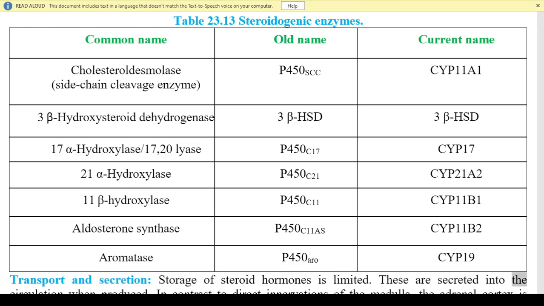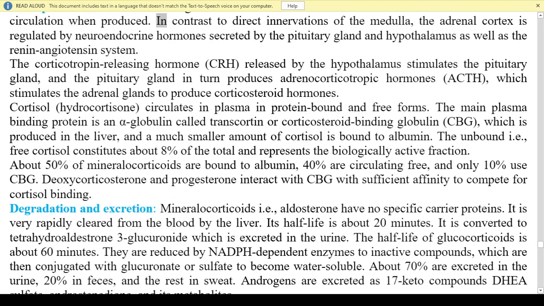Transport and secretion: storage of steroid hormones is limited. These are secreted into the circulation when produced. In contrast to direct innervation of the medulla, the adrenal cortex is regulated by neuroendocrine hormones secreted by the pituitary gland and hypothalamus as well as the renin-angiotensin system. The corticotropin-releasing hormone, CRH, released by the hypothalamus stimulates the pituitary gland, and the pituitary gland in turn produces adrenocorticotropic hormone, ACTH, which stimulates the adrenal glands to produce corticosteroid hormones.